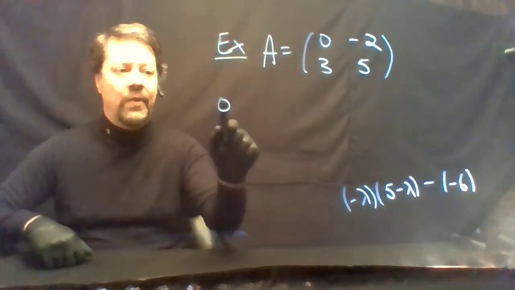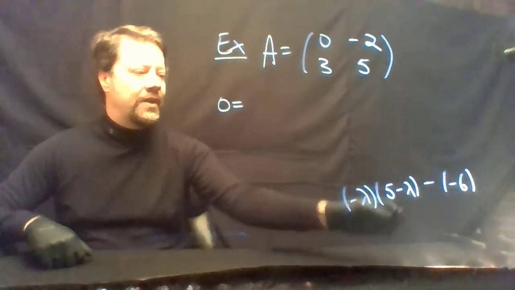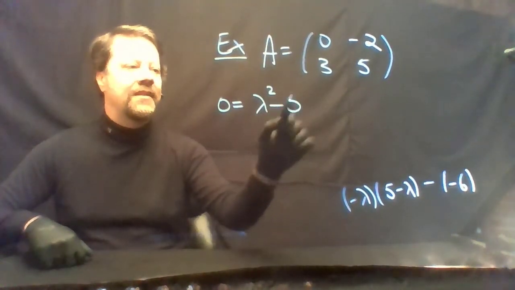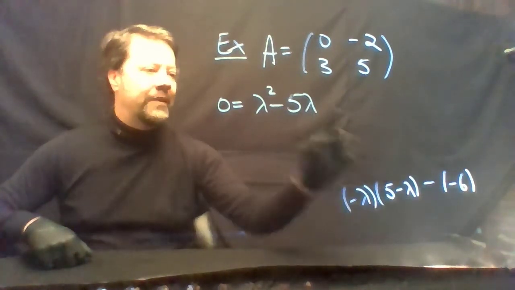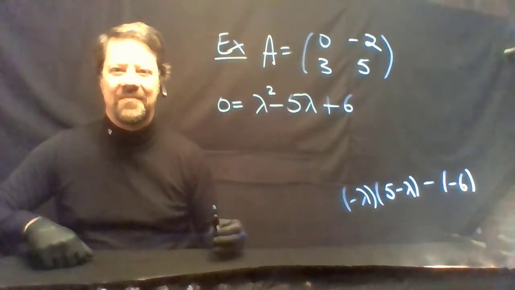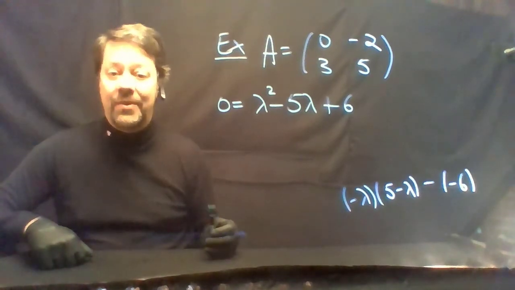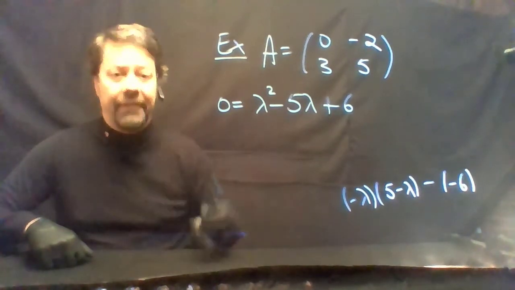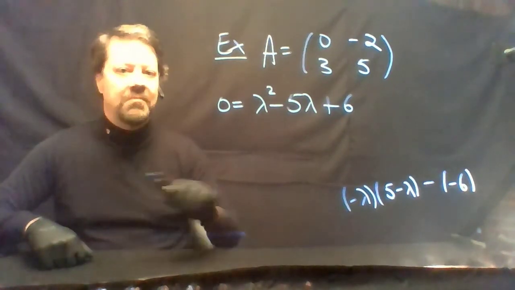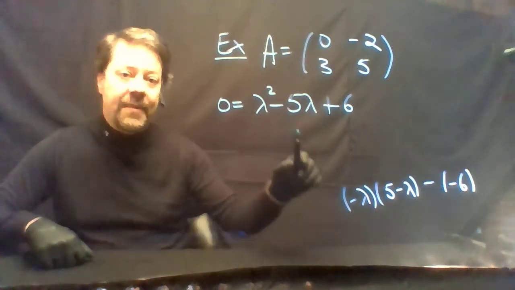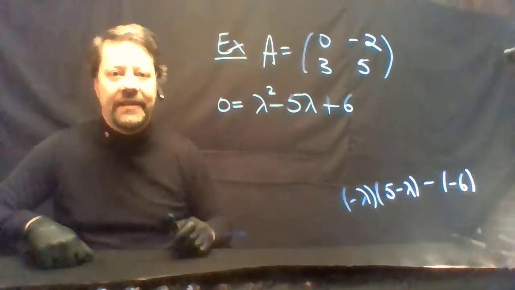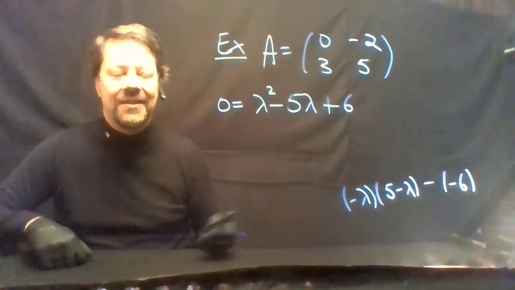This gives us the equation 0 equals lambda squared minus 5 lambda plus 6. Here we have a quadratic equation. I want you to be experts at solving every quadratic equation. You're going to be able to use the quadratic formula, you're going to be able to factor these, whatever it takes. You need to know how to solve quadratic equations.